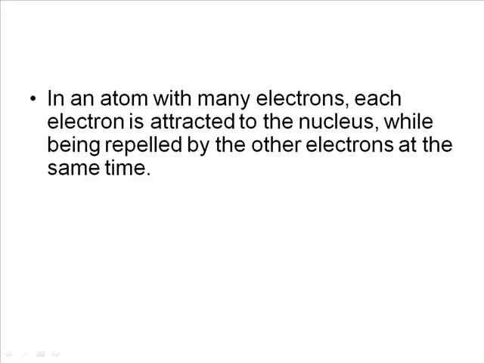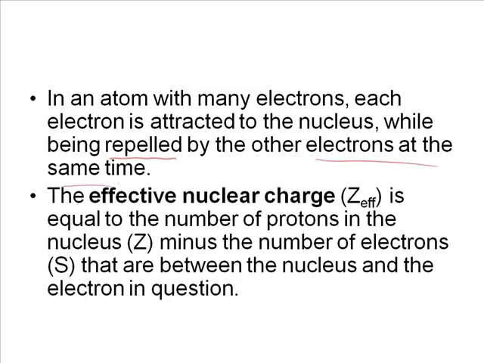Okay, now in an atom with a lot of electrons, each electron is attracted to the nucleus, again, depending on how close it is, how far away it is, how many protons are in the nucleus, and so forth. But at the same time, remember that although the electrons are attracted to the nucleus, they're also being repelled by the other electrons that are surrounding that atom. And so the effective nuclear charge, which is written as Z with an eff subscript, is equal to the number of protons in the nucleus, which is the atomic number, the letter Z, minus the number of electrons that are between the nucleus and the electron in question.